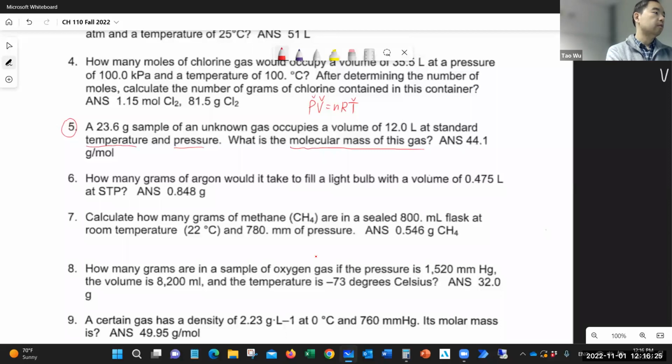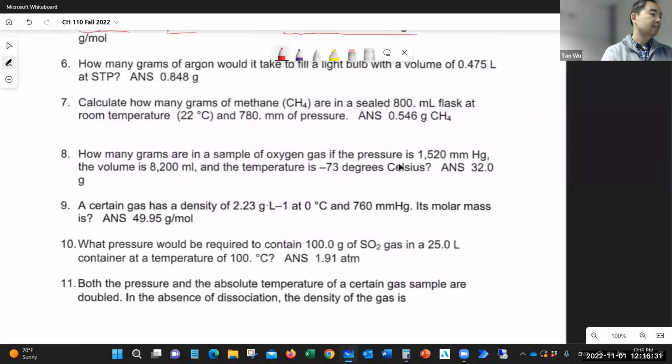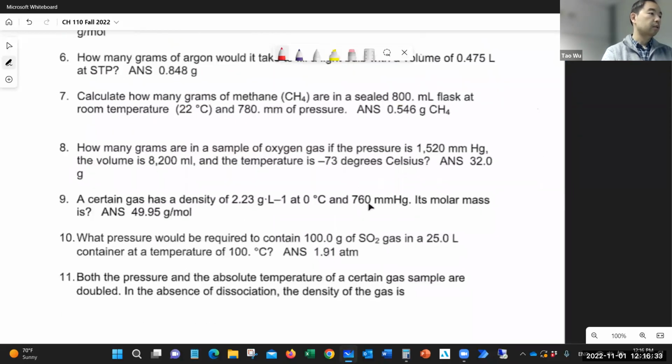We still can solve the problem because we have a mass here, but this one is not enough. Let's look at the other one.